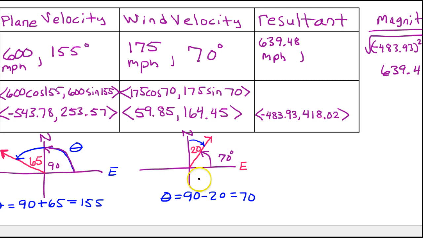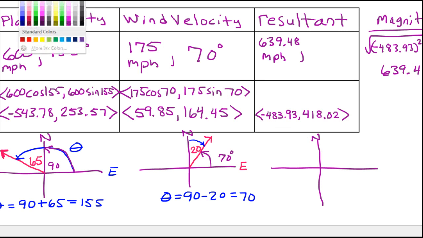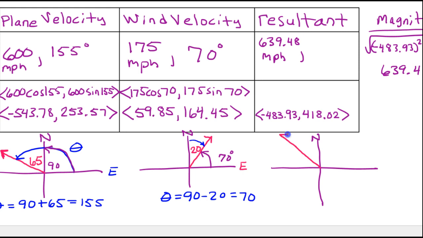And just like we use these little diagrams to determine the direction for the plane velocity and the wind velocity, let's do that one more time for the direction of the resultant vector. All right, so here's north up here. So look at this component form. It is left 483.93 and then up 418.02. Left and up. So that puts us in the second quadrant. So let's draw ourselves a vector going into the second quadrant like this.